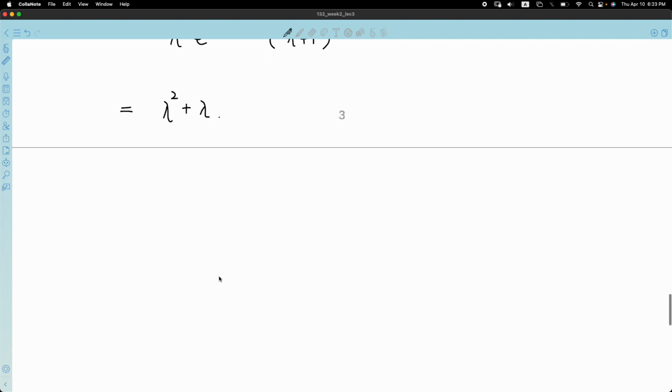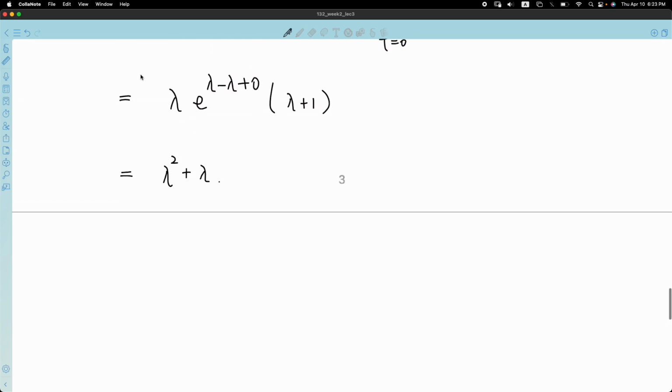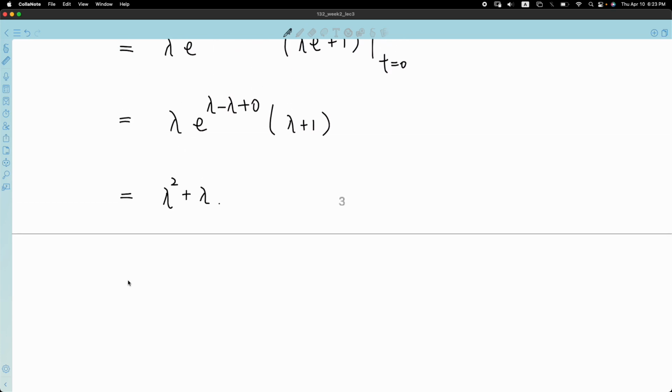Okay, and that means the variance of x is lambda square plus lambda minus the square of the first moment, half lambda. Okay, so we verify the result that we derived on week 1 with the other methods.